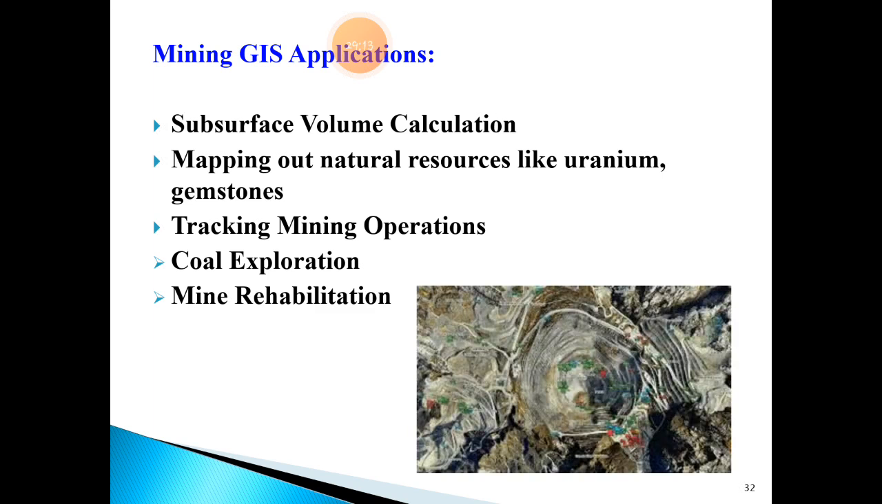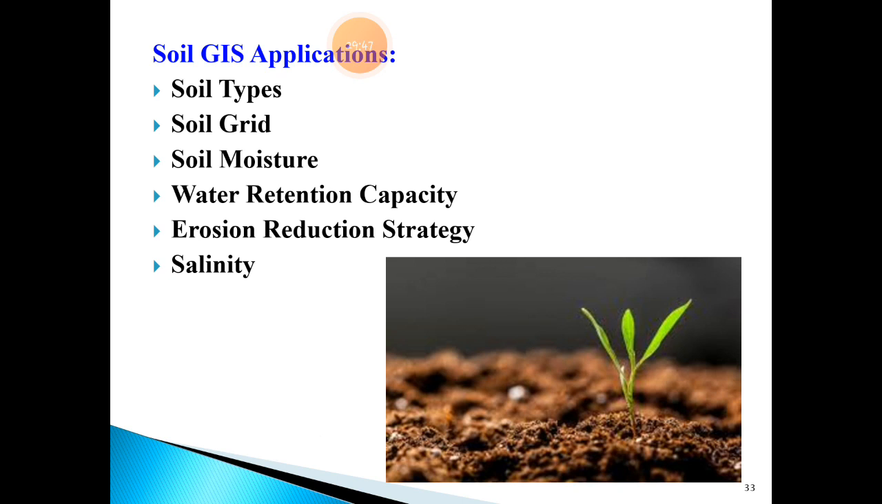The next is GIS applications in the field of mining. It is used to calculate the depth and availability of ore or mineral. It is used to map the natural resources like uranium, gemstones, diamonds, etc. It is used to track the mining activities. It is used to explore coal availability and rehabilitation of mines back to their original state, that supports the lives of the affected.